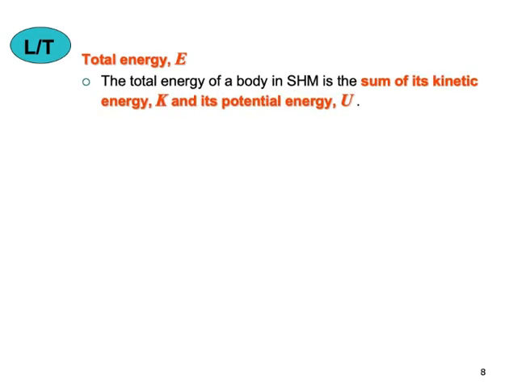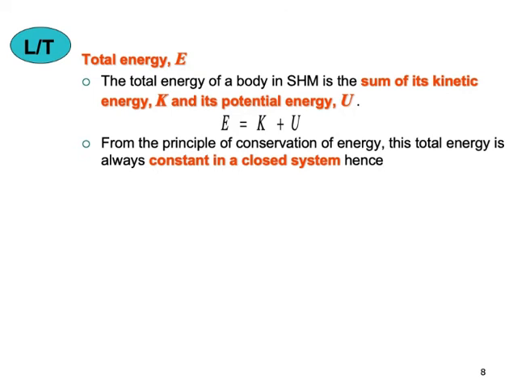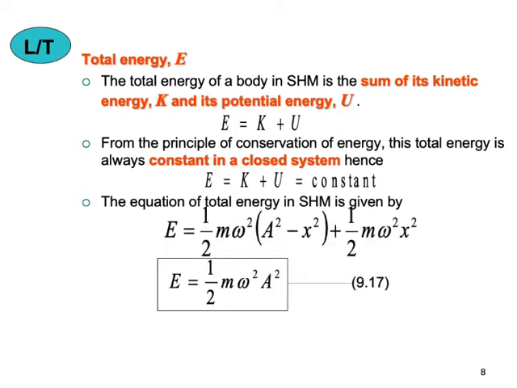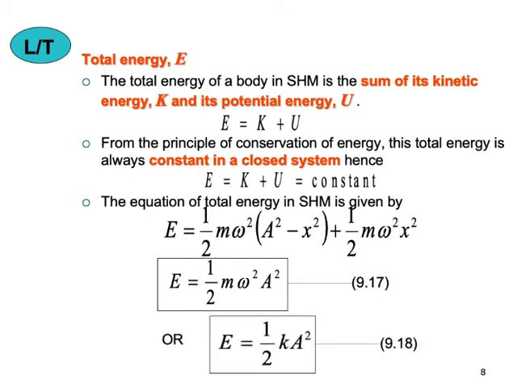Total energy E. The total energy of a body in simple harmonic motion is the sum of kinetic energy K and its potential energy U, where E equals K plus U. From the principle of conservation of energy, this total energy is always constant in a closed system. So, E equals K plus U equals constant. So, the equation of total energy is given by E equals half m omega squared A squared, or E equals half kA squared.